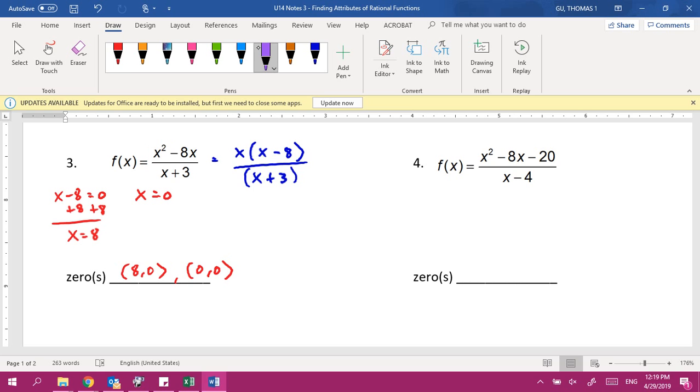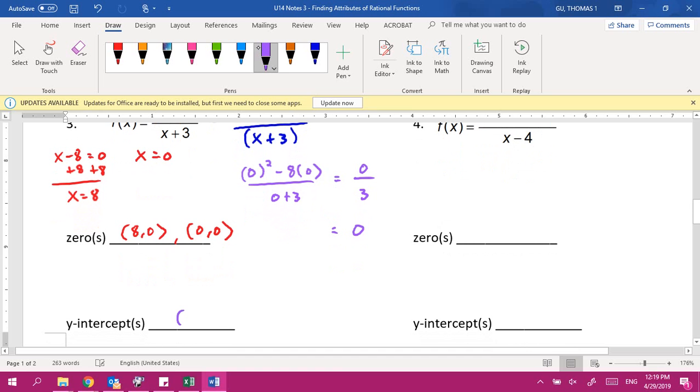Plug in 0, so I'll get 0 squared minus 8 times 0 over 0 plus 3, which simplifies to? What's on the top? 0. What's on the bottom? And 0 divided by 3 is? 0. So what is the y-intercept? 0, 0. Right. Also notice, if 0, 0 is an x-intercept, it has to be a y-intercept because 0, 0 is on the origin, right? That crosses the x and the y. So if you see 0, 0 as one of the intercepts, it's going to be the other one as well.